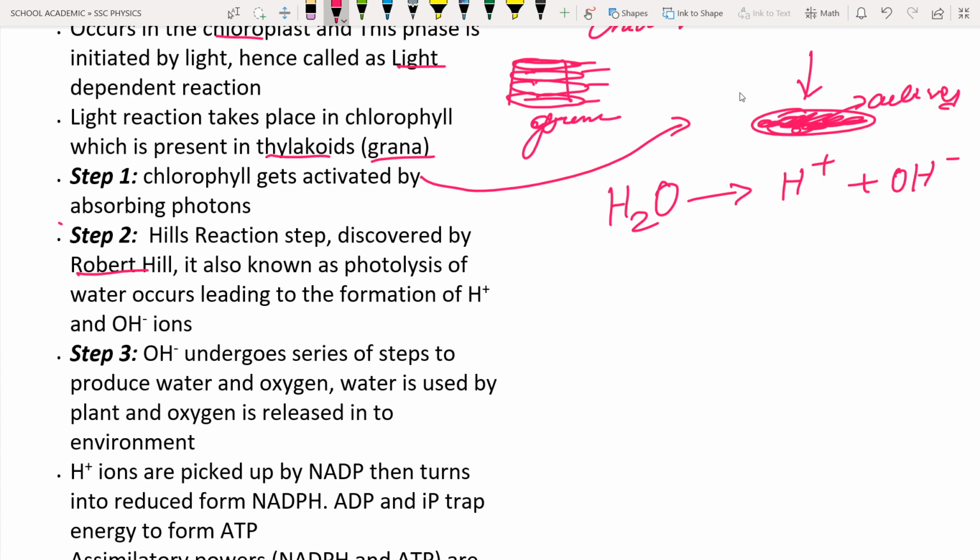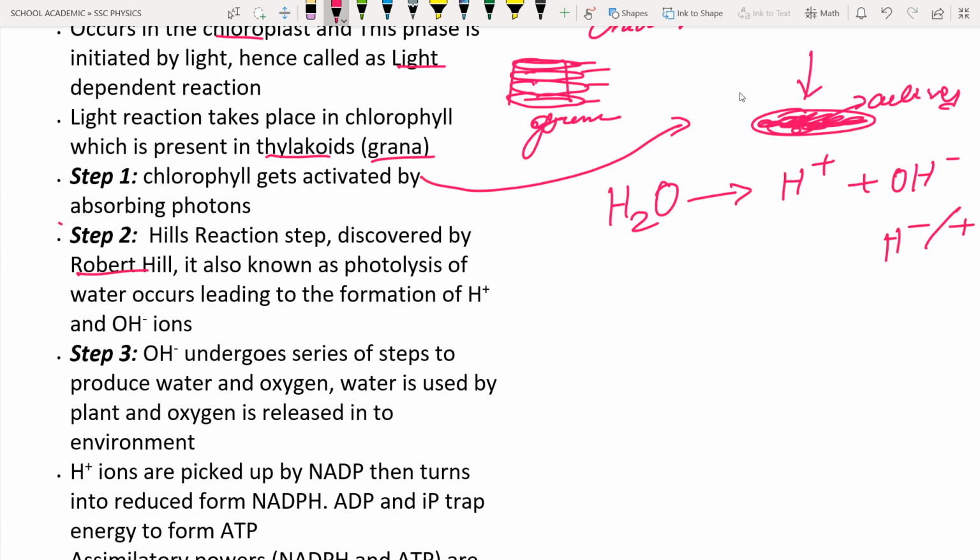Why are we writing H plus? H plus means it is an ion. Any symbol above any chemical element symbol, if you see a plus or minus, what does it indicate? It indicates that it is an ion, so it doesn't have the same natural properties as the neutral atom.